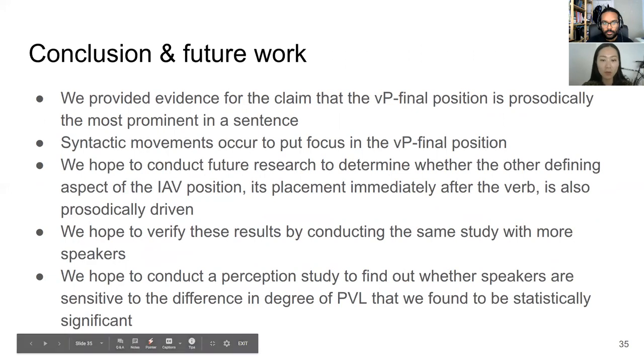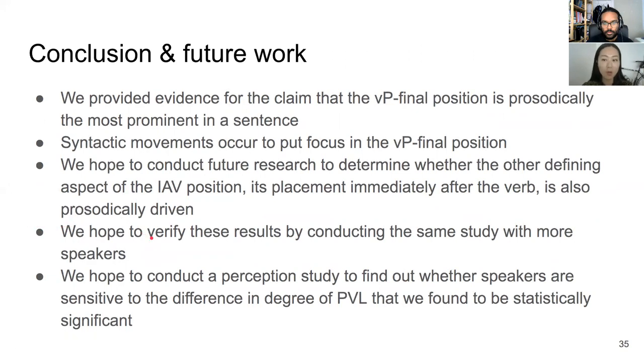We hope to do more research to determine whether the other defining aspect of the IAV position, that is, its placement immediately after the verb, is also prosodically driven. We also hope to verify these results with more speakers and through a perception study to find out whether speakers are sensitive to the difference that we found to be statistically different in this talk.